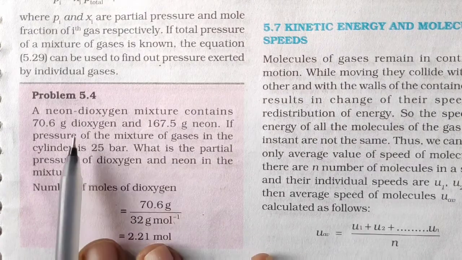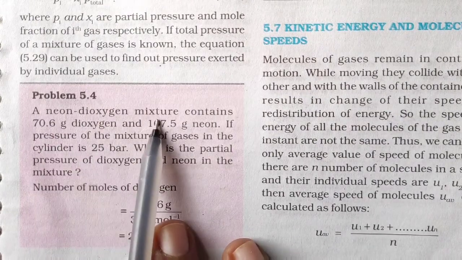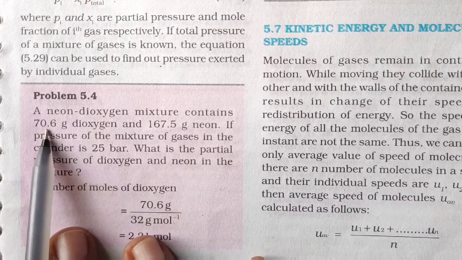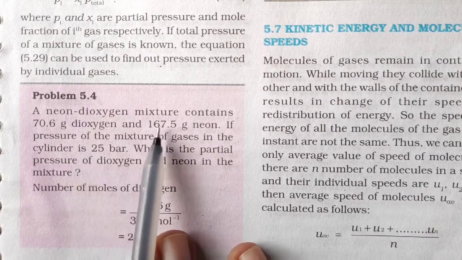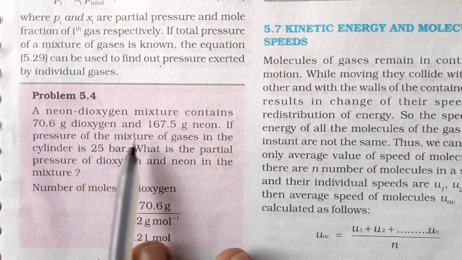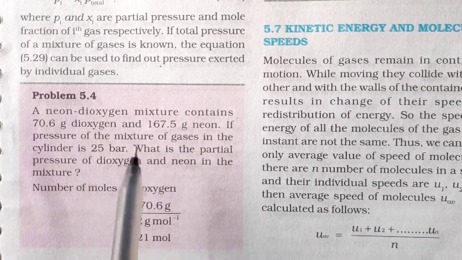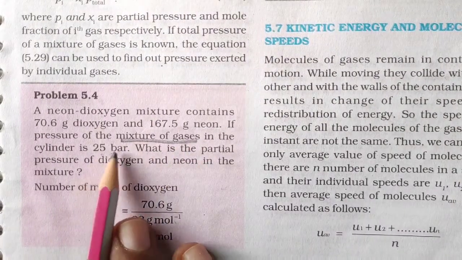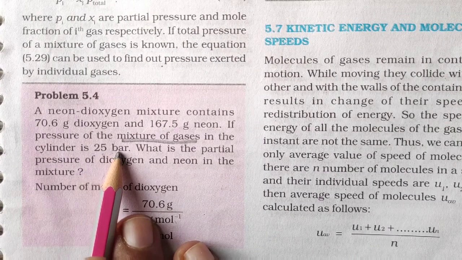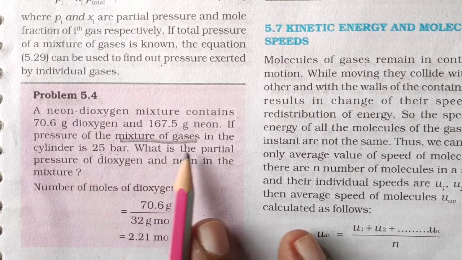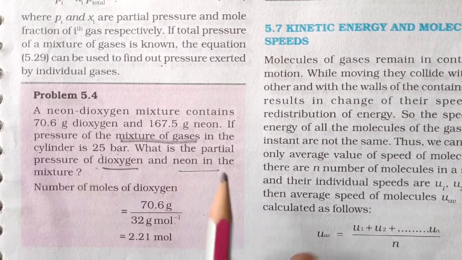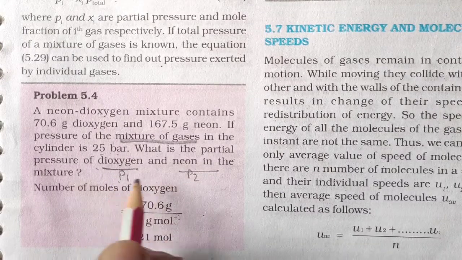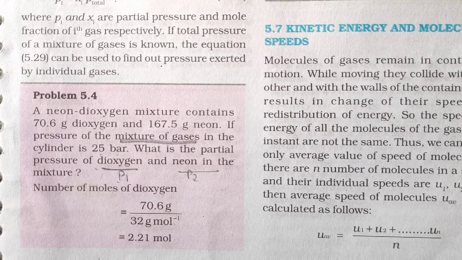Now this is the question given in your textbook. A neon dioxygen mixture, meaning neon and dioxygen filled in the same flask or container, contains 70.6 gram dioxygen and 167.5 gram neon. If the pressure of the mixture of gas in the cylinder is 25 bar, understood? It is given as 25 bar. Then what is the partial pressure of dioxygen and neon? Suppose the dioxygen pressure is P1 partial pressure, and neon is P2, so you have to find P1 and P2, right? So we will start calculating this.